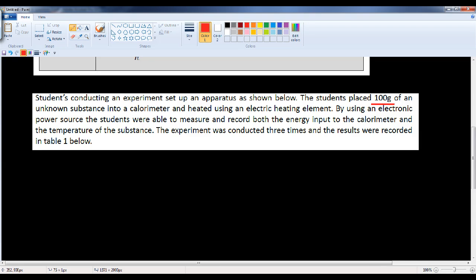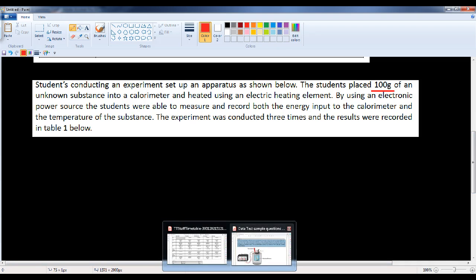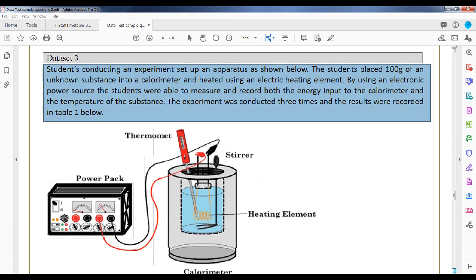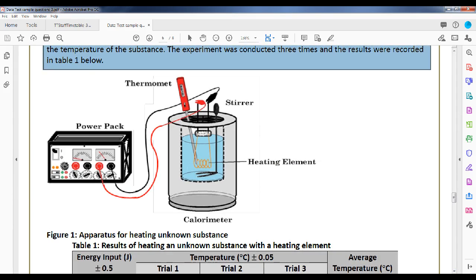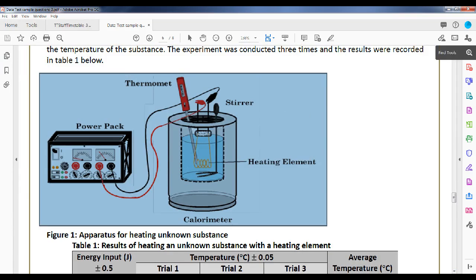By using an electronic power source, students were able to measure and record both the energy input to the calorimeter and the temperature of the substance. Okay, so let's see if we can make sense of this description by looking at the experiment setup. So here's the setup.